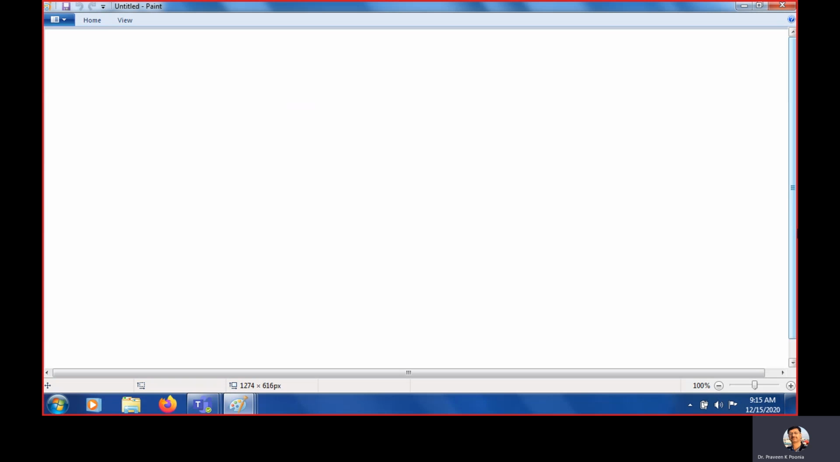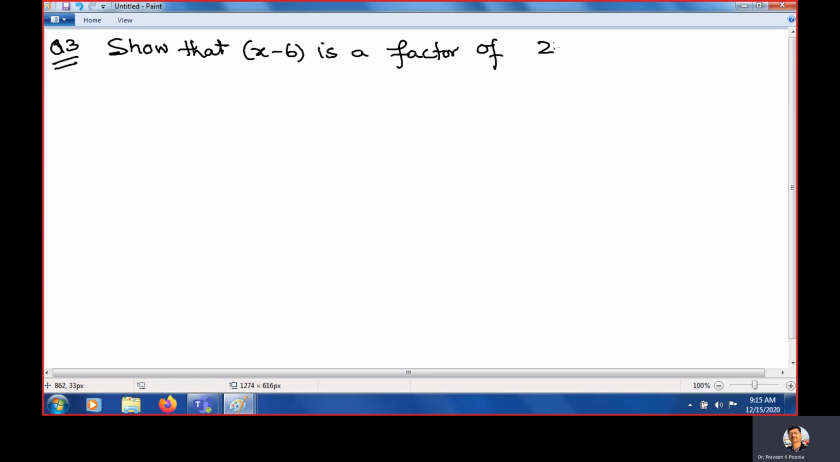Clear? Okay. What is the question? Question number 3. Show that x minus 6 is a factor of 2x square minus 15x plus 18. So what is it saying? Prove that x minus 6 is a factor. How can we prove a factor? I told you, if the remainder is 0, then it is a factor. So this is question number 1.